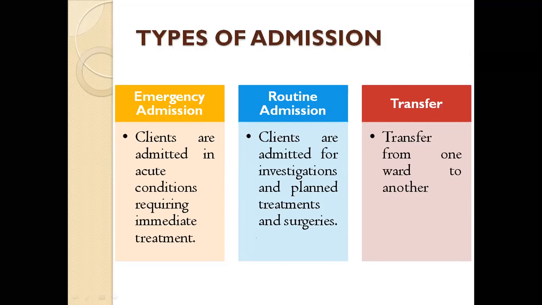Now coming to the third type, that is transfer, which as I've already explained means transferring from one ward to another ward. For example, a patient came to the emergency room, suppose in case of a road traffic accident. Now the patient will be transferred from emergency to, say, the medicine ward. That is a transfer, right? Transfer from the emergency room to a medicine ward. That also comes under another type of admission. You understood?